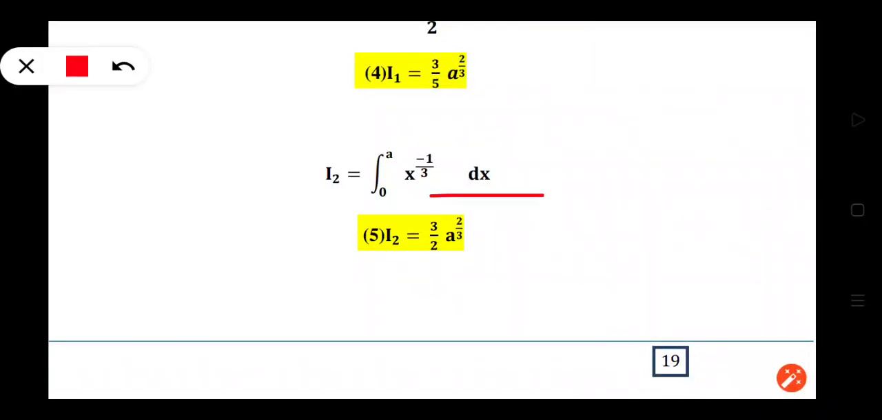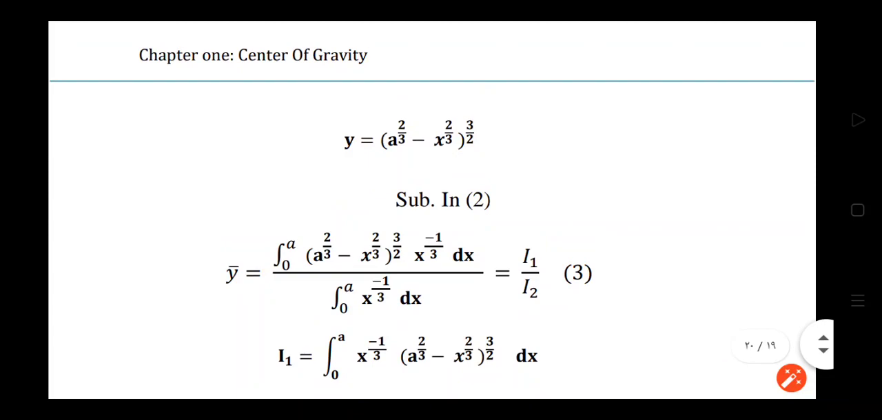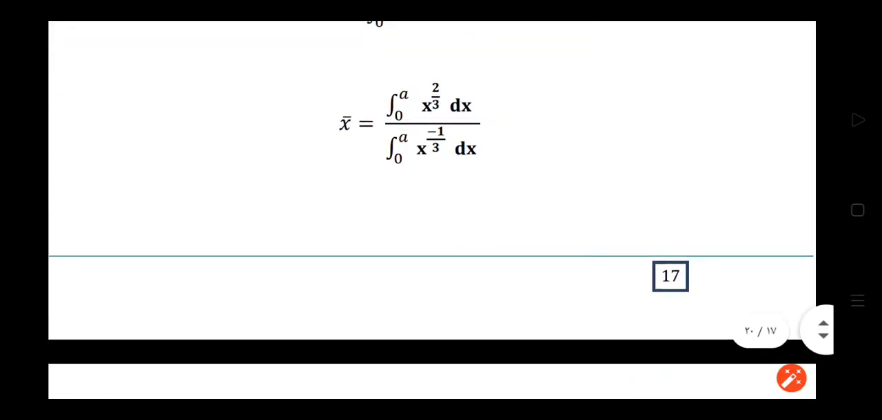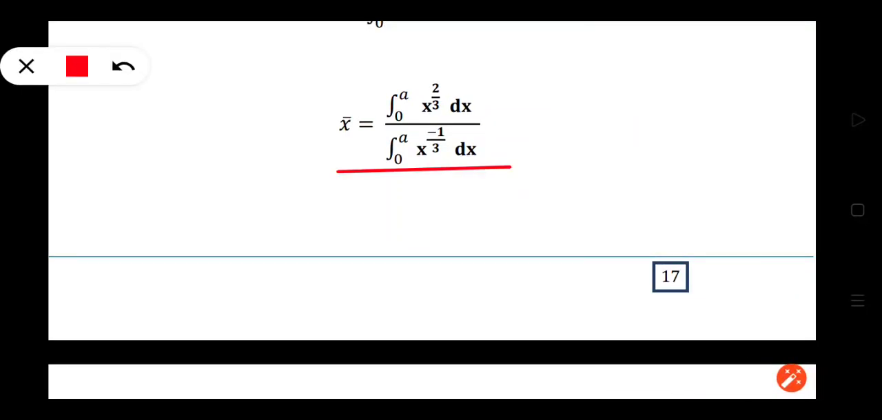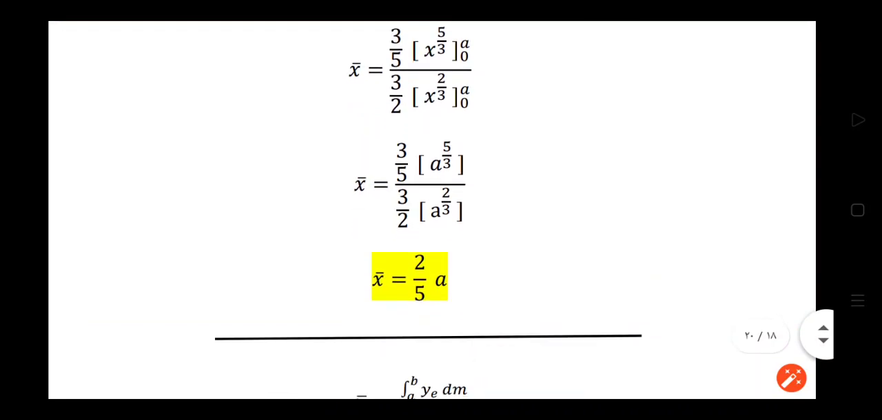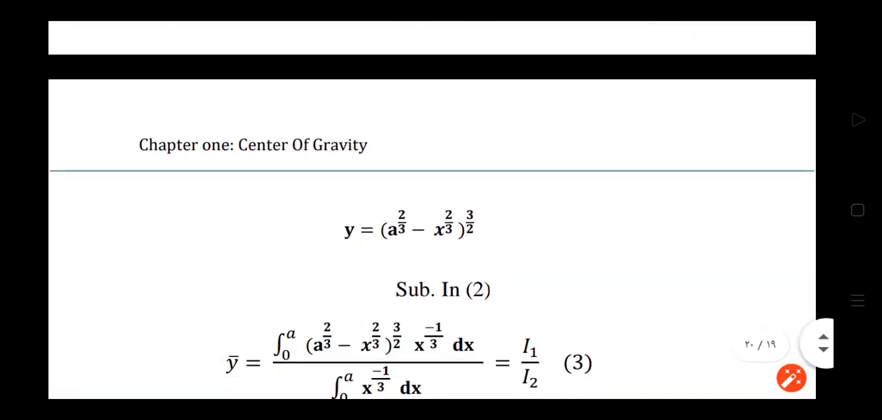To find I2, we look for I2: we find it in x bar, as in x bar we have the same integration, so we take the value of this integration directly, which is equal to 3 over 2 times a power 2 over 3. That's the value of I2.